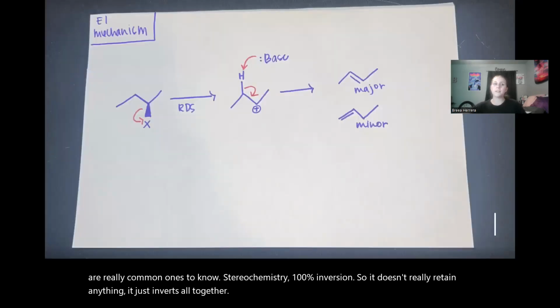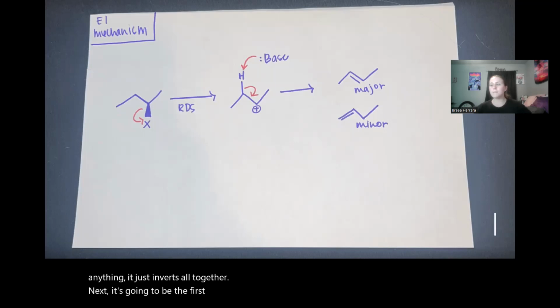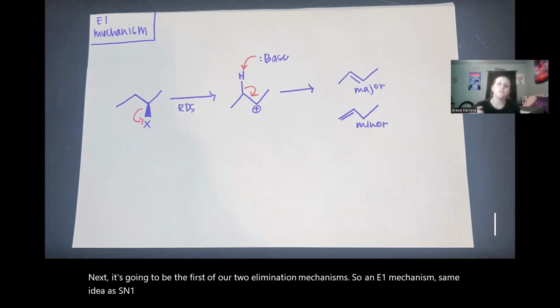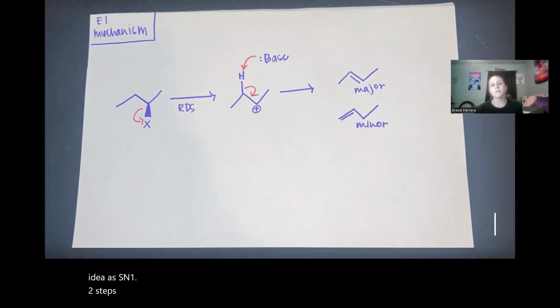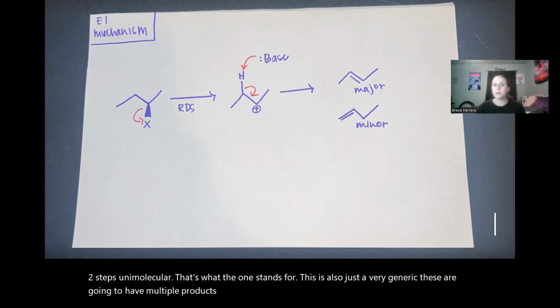Next, it's going to be the first of our 2 elimination mechanisms, so an E1 mechanism. Same idea as SN1, 2 steps, unimolecular, that's what the 1 stands for. This is also just a very generic. These are going to have multiple products, E1 and E2, multiple products, maybe 1 or 2. There's a major and a minor, maybe 3 or 4, depending.